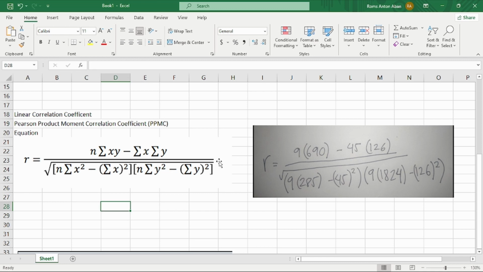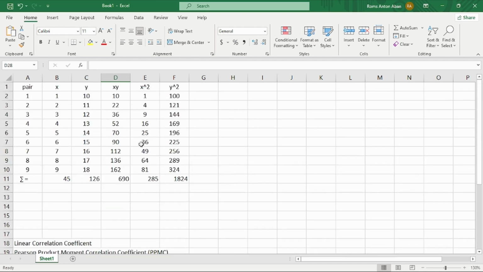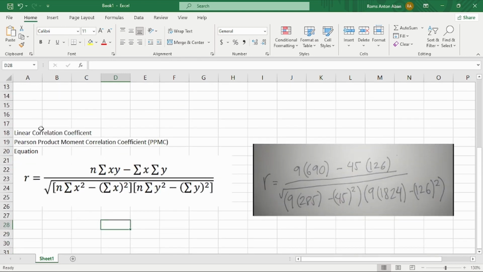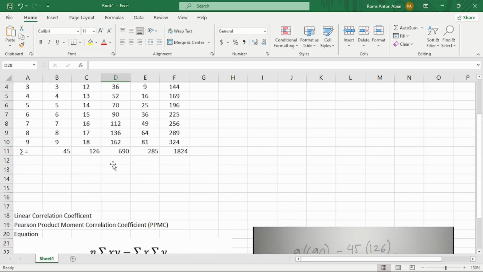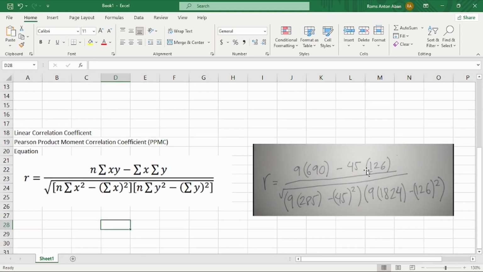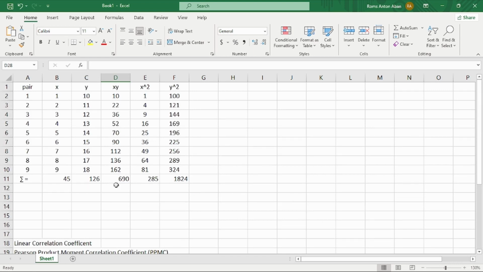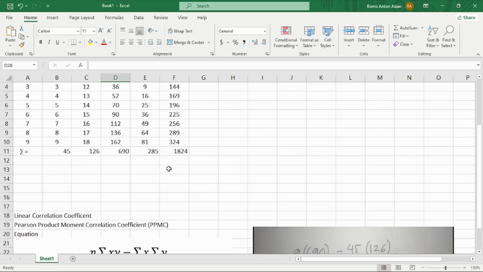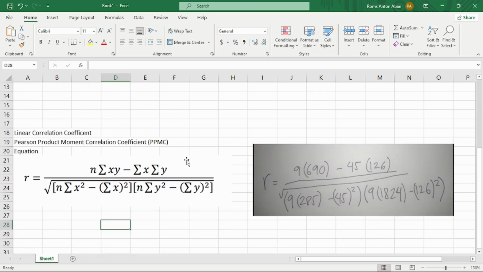The first thing is n. We have 9 pairs, and the summation of xy is 690. Summation of x is 45. Summation of y is 126. Here, and we have 9. Summation of x squared is 285.